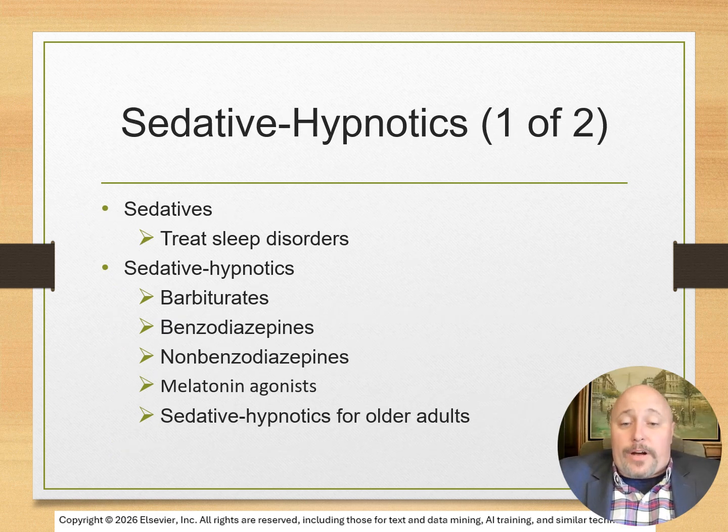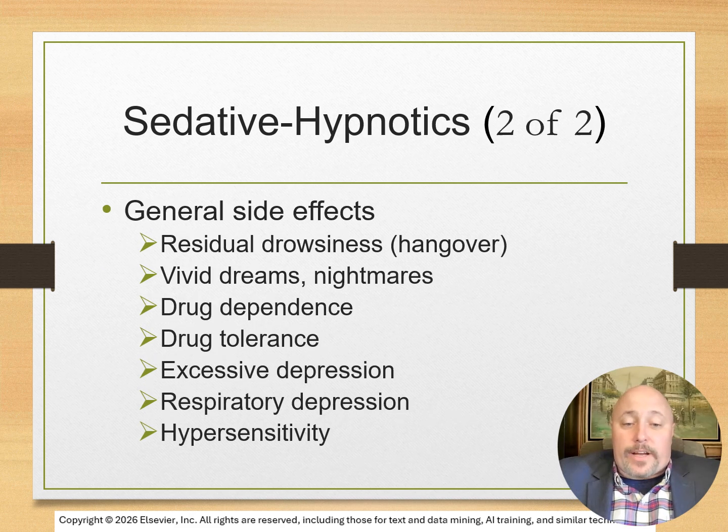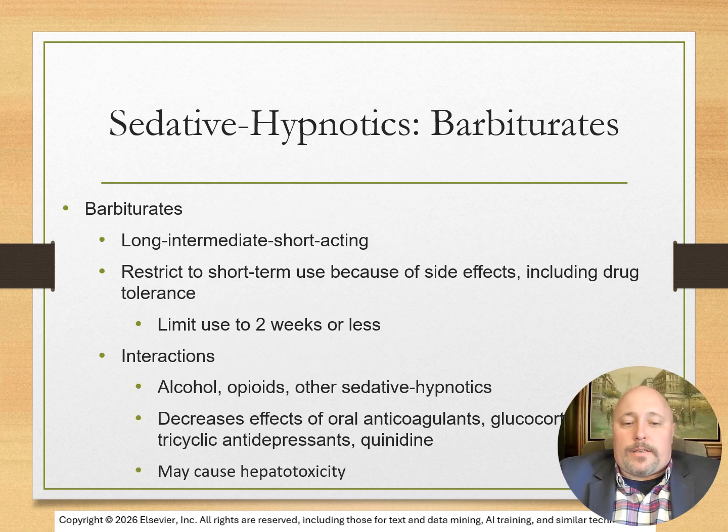Should our non-pharmacologic interventions be effective, we may move on to medications. Everything from barbiturates, benzodiazepines, melatonin agonists, and sedative hypnotics for older adults. Our general side effects would include residual drowsiness, vivid dreams, nightmares, drug dependence, drug tolerance, excessive depression, respiratory depression, and hypersensitivity. In the case of barbiturates, these could be long, intermediate, or short acting.